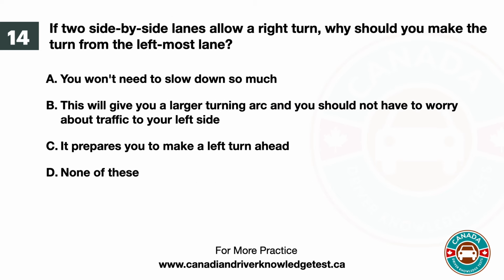Question 14. If two side-by-side lanes allow a right turn, why should you make the turn from the leftmost lane? A. You won't need to slow down so much. B. This will give you a larger turning arc, and you should not have to worry about traffic to your left side. C. It prepares you to make a left turn ahead. D. None of these. The answer is B.